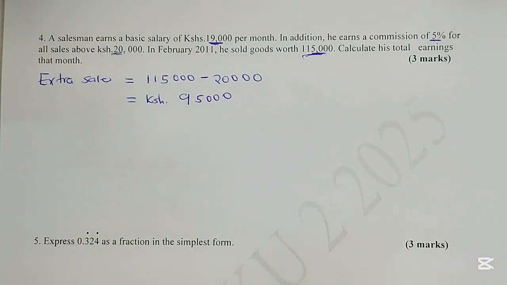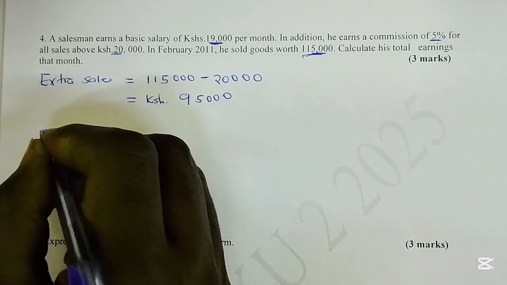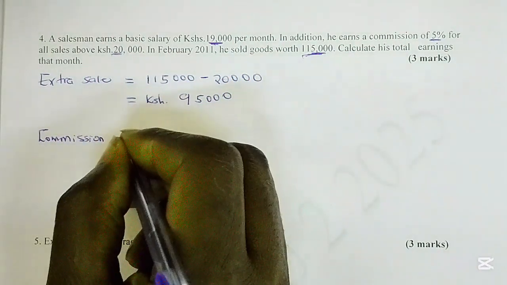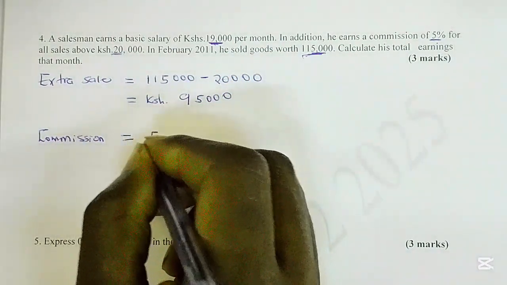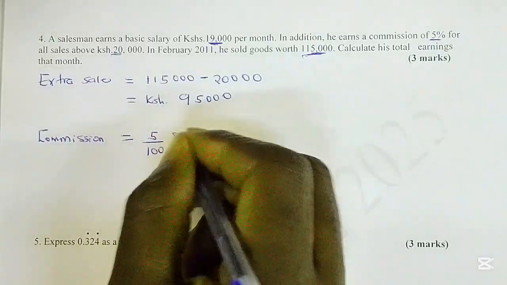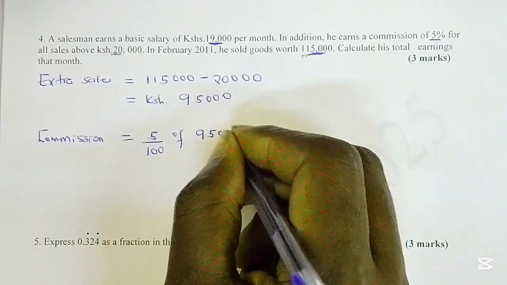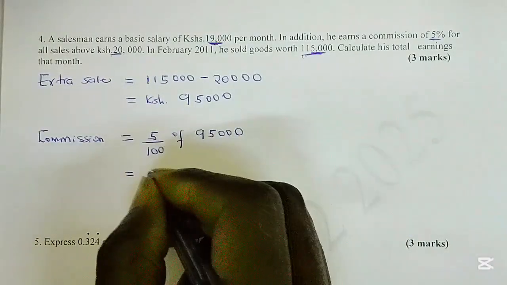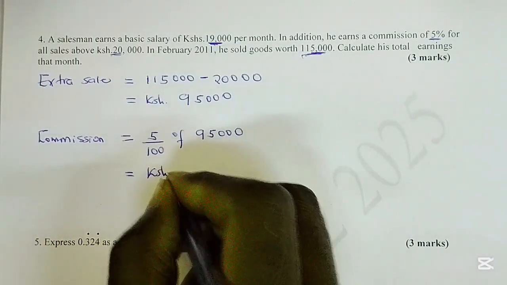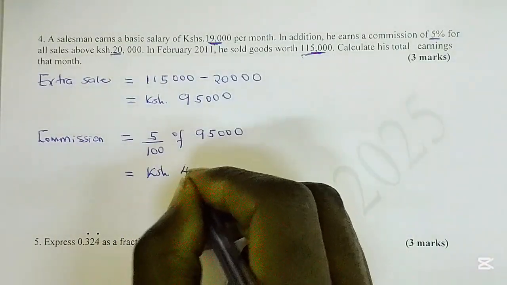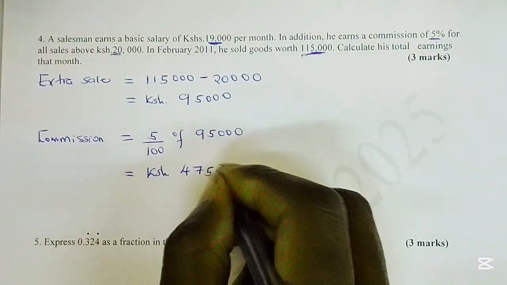Now, if he's going to earn commission on that, how much commission was earned? So we are going to calculate commission. How much commission was earned on those sales? Commission is 5% of the sales that are above 95,000. And this one, if you punch in your calculator, you should get a commission of about 4,750.